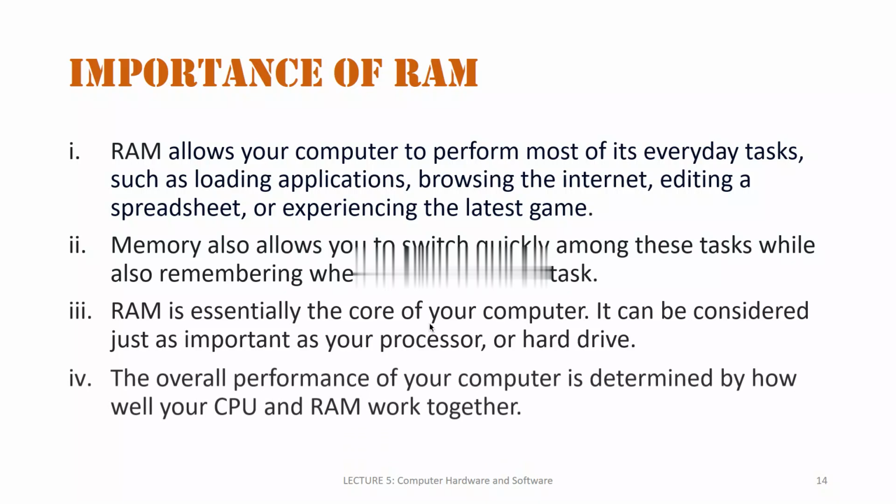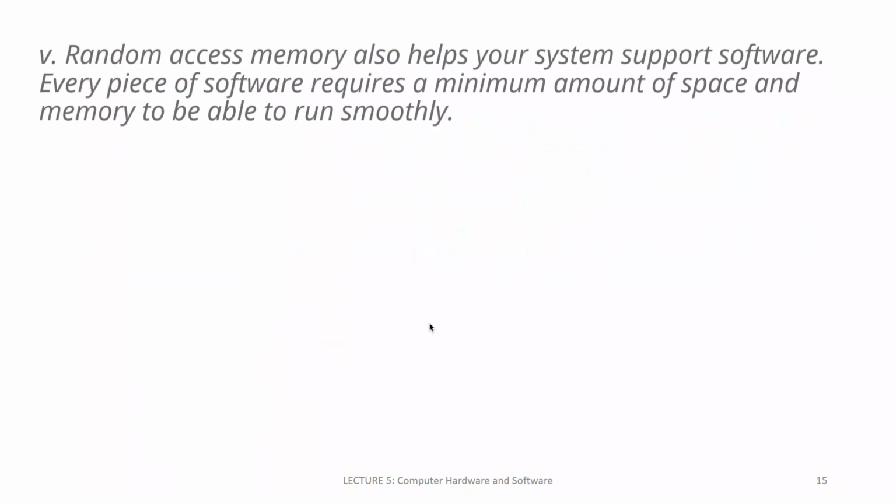So the overall performance of your computer is mostly determined by how well your CPU and the RAM work together. If the compatibility is too bad, then you will find that your computer hangs a lot, does not retrieve data very fast, and does not operate at the normal speed that you want your system to work.